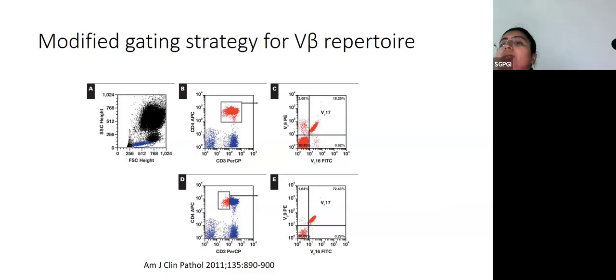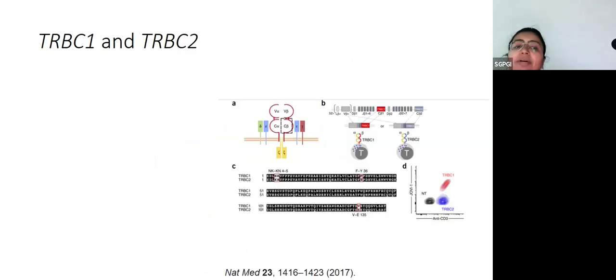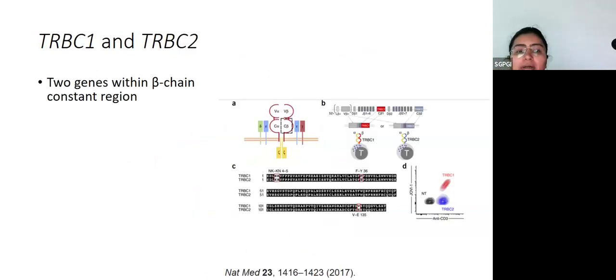So V beta repertoire, not many of us do because the costing is such that it does not work out. Plus, you need to put 8 tubes in addition to your T cell immunophenotyping, which means that you need that much amount of sample to go with all the tubes. Thankfully, life will be easy with TRBC1 and TRBC2. If you look at the TCRB gene, there are 2 constant regions here. One constant region is the TRBC1. The second constant region is the TRBC2.